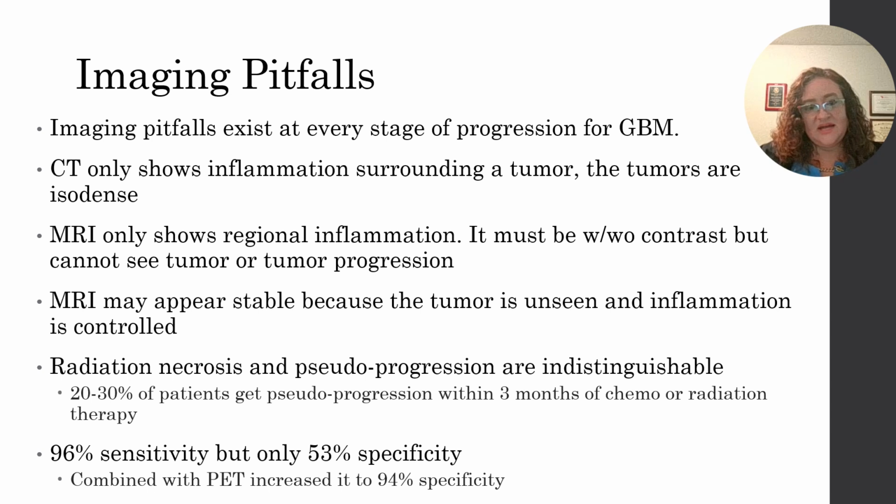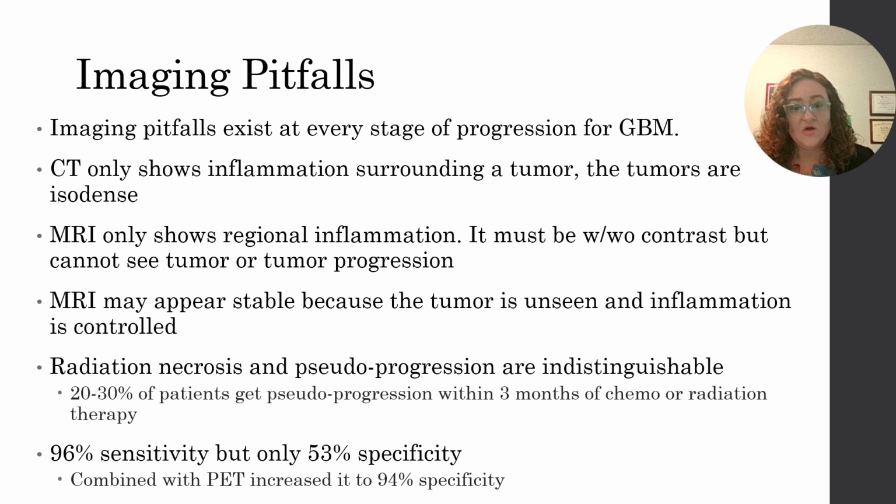MRI is about 96% sensitive because you're seeing the inflammation, but it's not specific at all. And so it only has about 53% specificity. And so when you combine that with PET, either PET CT or PET MR, it increases the specificity greatly because you're able to see some of the metabolic activity of the tumor cells, and you can even quantify it a little bit.